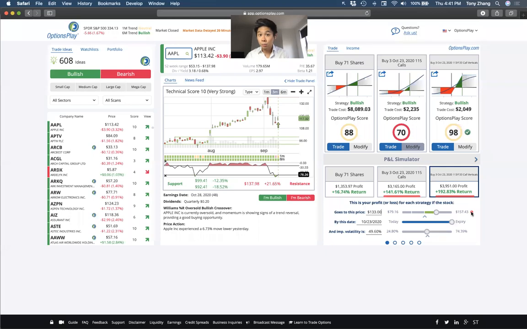This is at expiration. So this is really where you can see, by reducing your risk from $2,200 down to $2,000, what you're doing is you're increasing your leverage on this particular trade. And as you can see, there's a substantial difference in terms of the potential profits you can make. You're looking at 141% return versus 192% return. That's a big difference, okay?